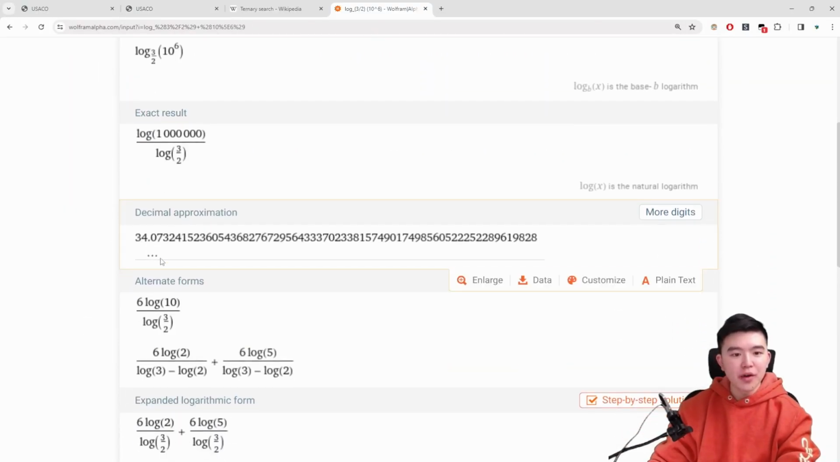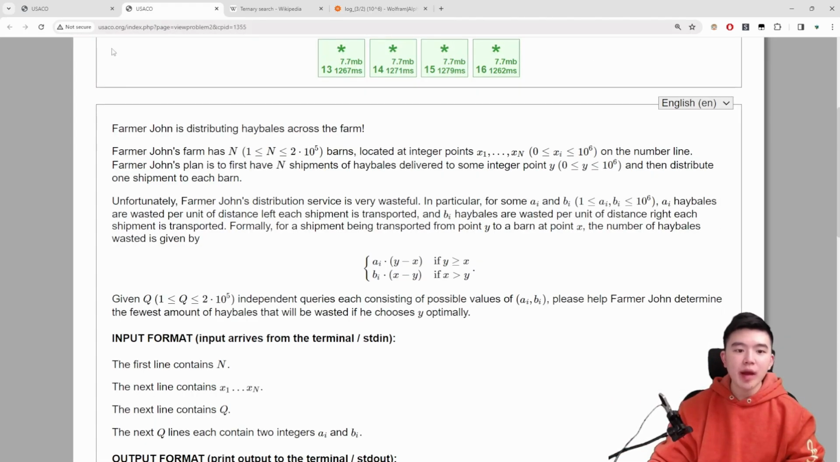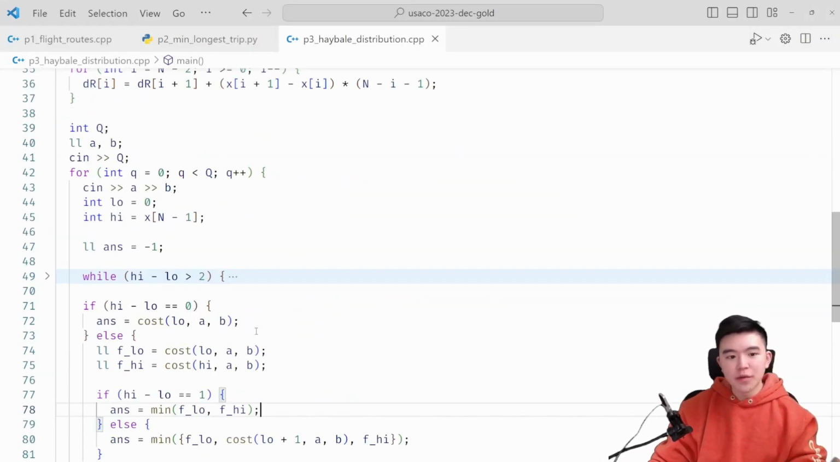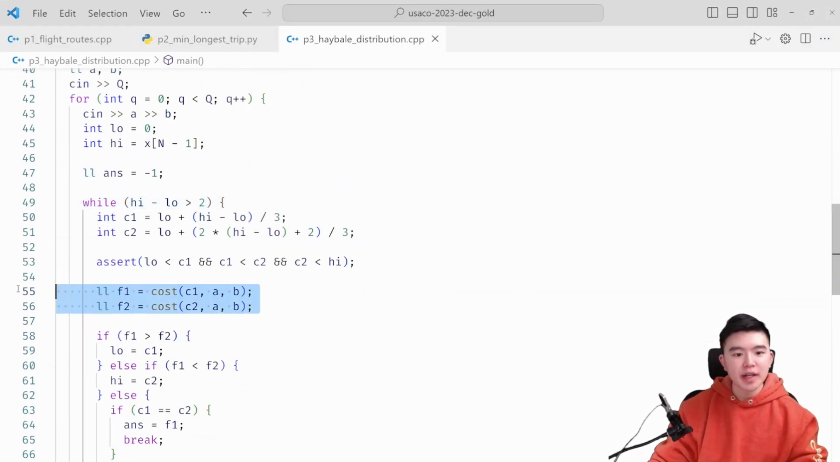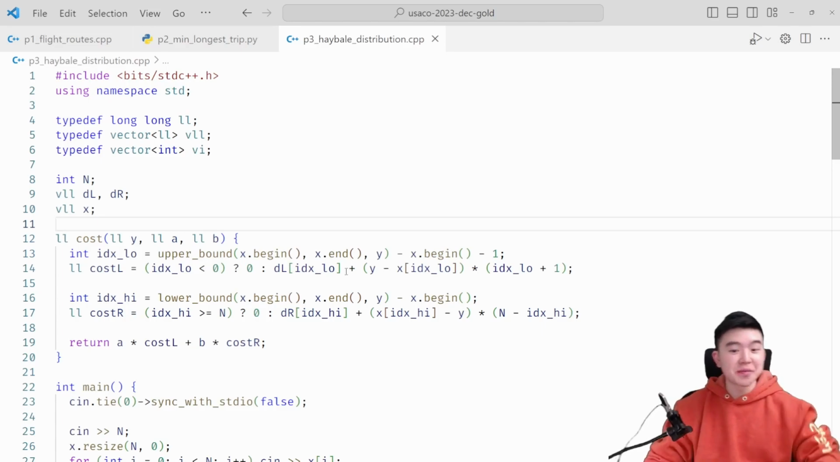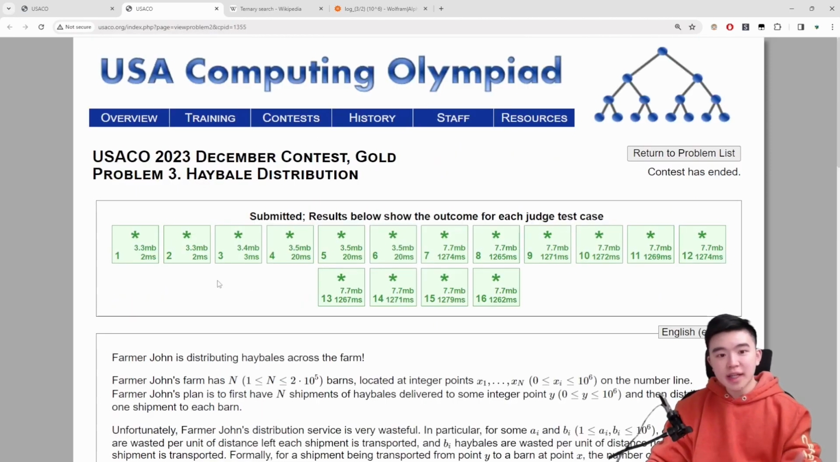Looks like it's about 34, so we're going to do roughly 34 iterations for every single query, and for every single iteration we're going to take log n time, because we need to evaluate the values of the function at C1 and C2 using our cost function, which is log n time, and log base 2 of 10 to the 6 is roughly 20. So 20 times 30, that's roughly like 600 operations per query, which is definitely going to fit within the time limit. So yeah, that's problem 3.